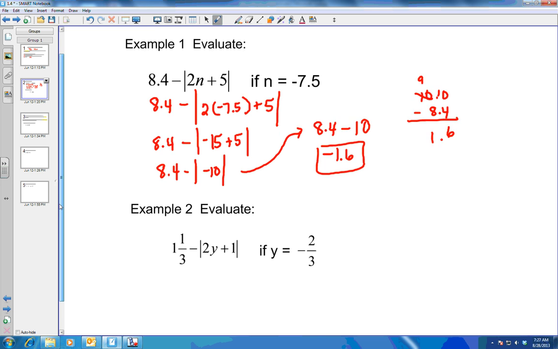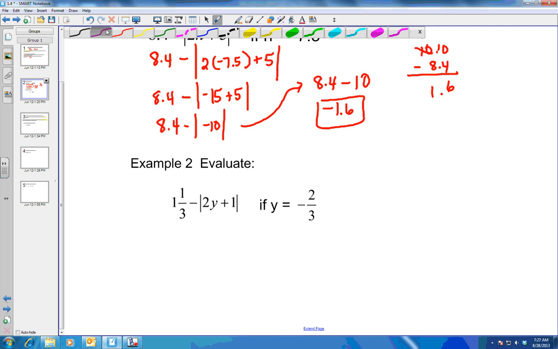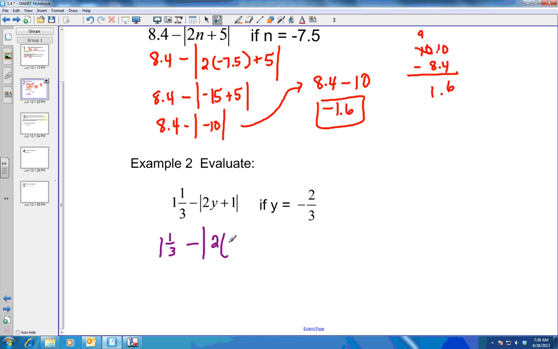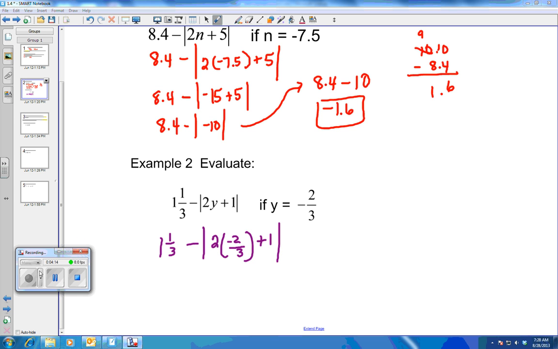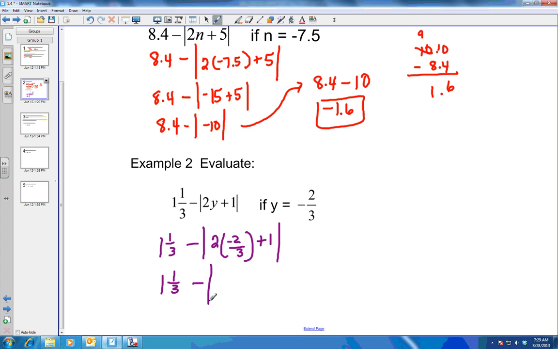Let's do another one. Example 2. All right, in example 2, I'm going to plug -2/3 in place of my y. So I have 1 1/3 minus the absolute value of 2 times -2/3 plus 1. Okay, so now I'm going to do what's inside my absolute value bar. So I have 1 1/3 minus 2 times -2/3. So when we multiply fractions, we multiply straight across. So that's going to be -4/3 plus 1.